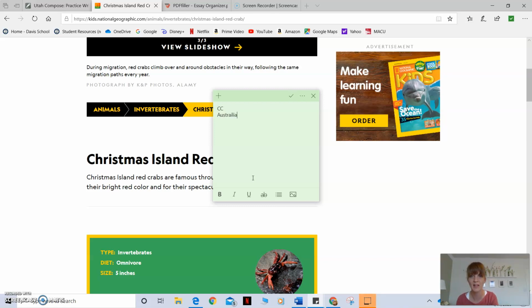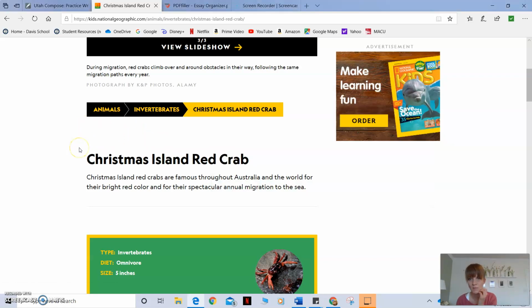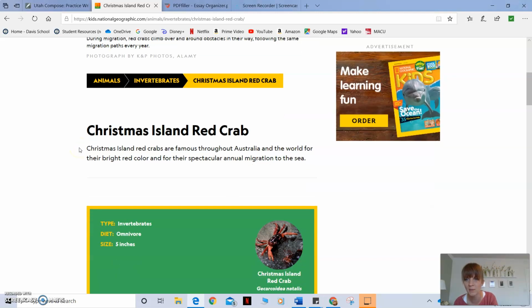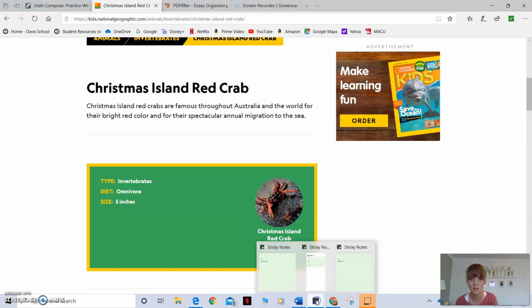Okay, they're from Australia. Perfect. And now I want another one. A completely different one, guys. Don't write them all down on the same one. I'll show you why later. Just trust me on this. Christmas crab, they migrate. That's cool. All right. Pause if you need to, but I'm going to move on. Down here, type, invertebrates. Diet, omnivore, size, 5 inches. Guys, those all get their own Post-it notes.